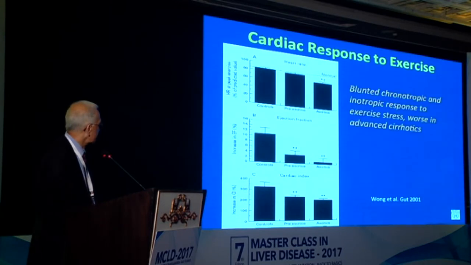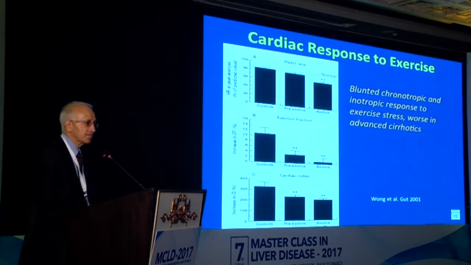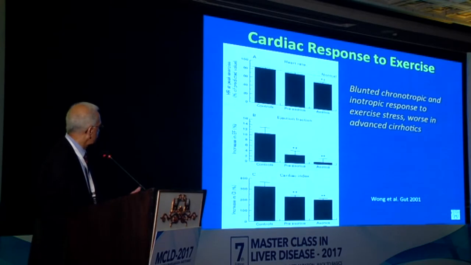And as you can see, there's a blunted chronotropic and inotropic response to exercise and stress, and this is worse in advanced cirrhosis. So really the heart rate decreases with time, the cardiac output also decreases with time, and so does the ejection fraction.